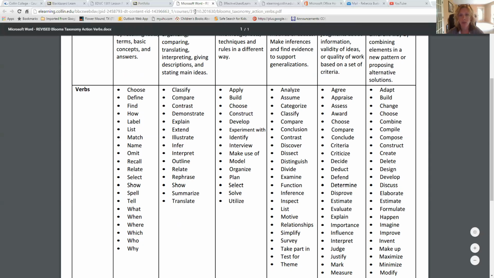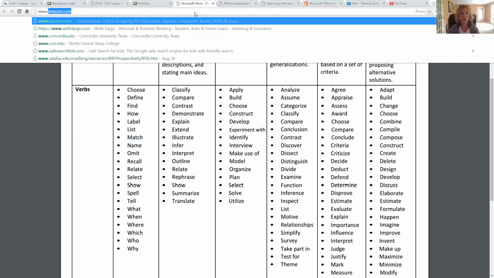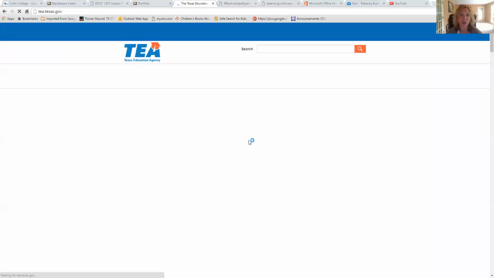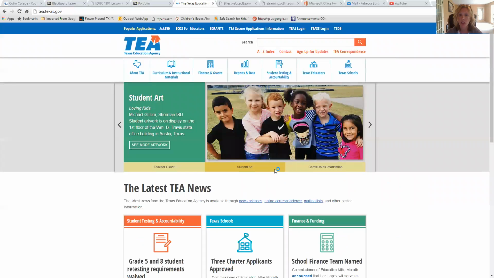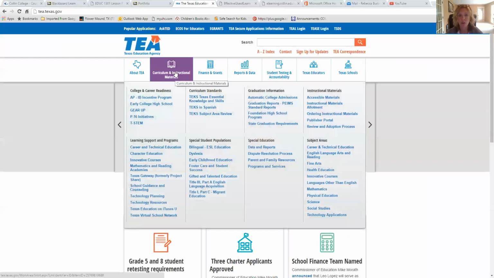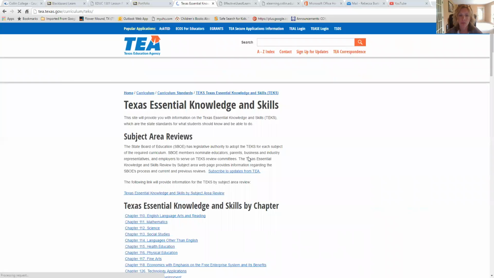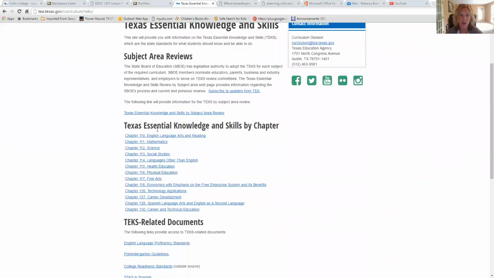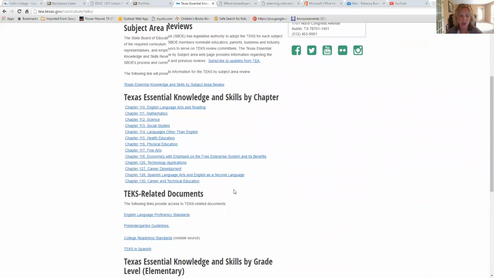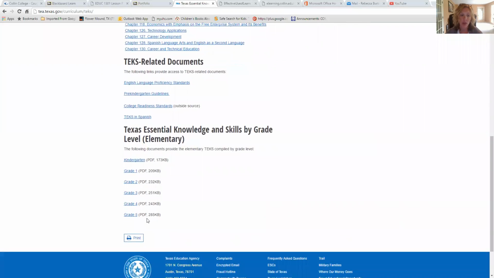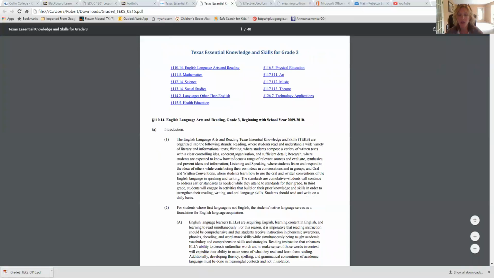So let's go there. www.tea.state.tx.us is the Texas Education Agency website. Located on this website is the curriculum and instructional materials. So you see I hover over here, and here's the TEKS, the Texas Essential Knowledge and Skills. They're organized by topics, but they're also organized a little bit lower by grade level if you're doing elementary. So let's click on, let's say, 3rd grade. And that's going to pull up my TEKS. So these are my TEKS.